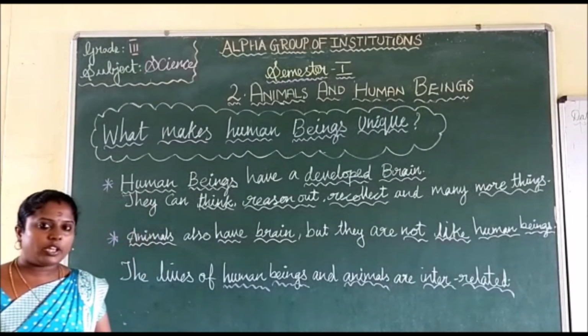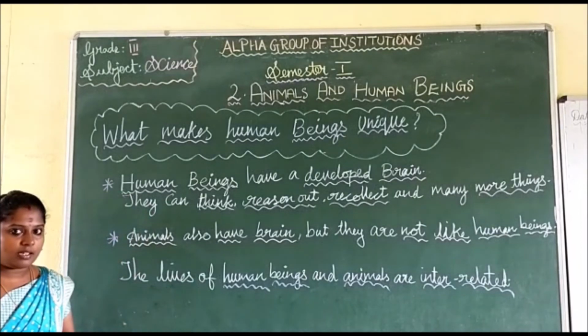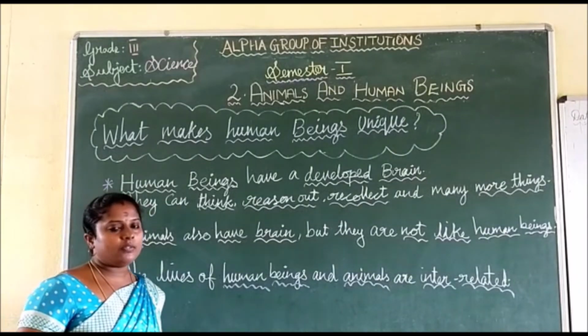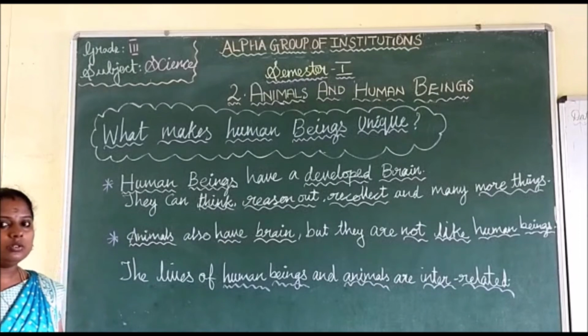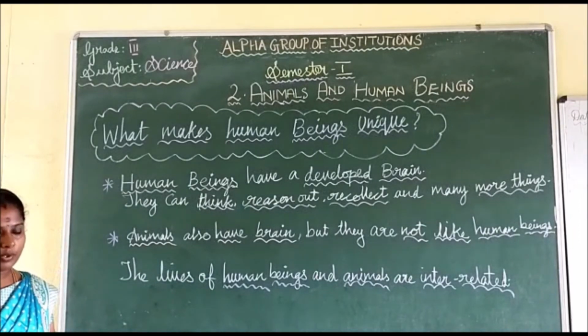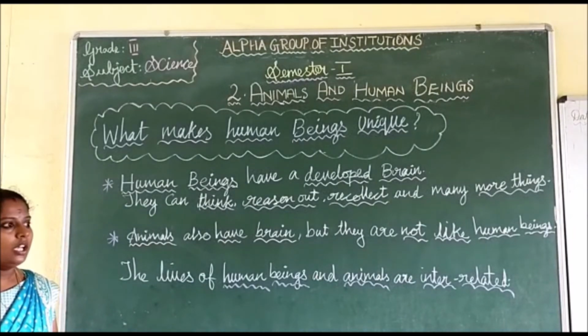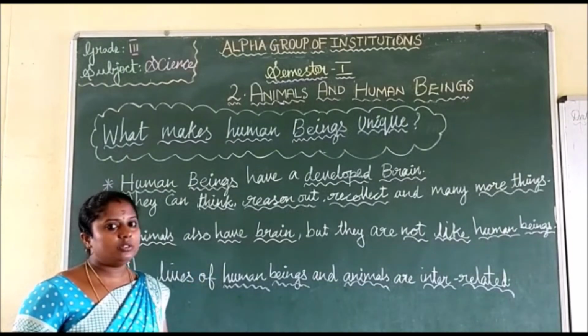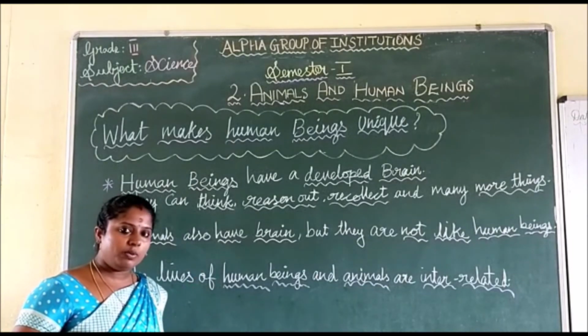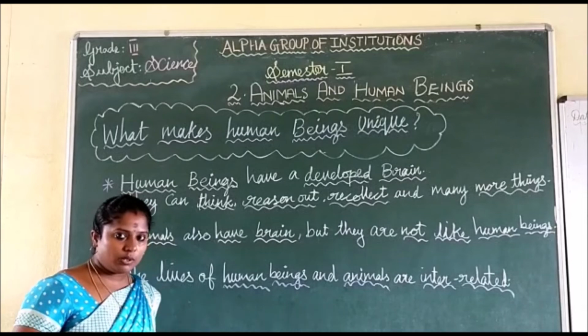Animals give birth to young ones and some may lay eggs. By that way they are giving birth to the younger ones. They are producing reproduction. That is the way of reproduction. And then finally we come to what makes human beings unique.